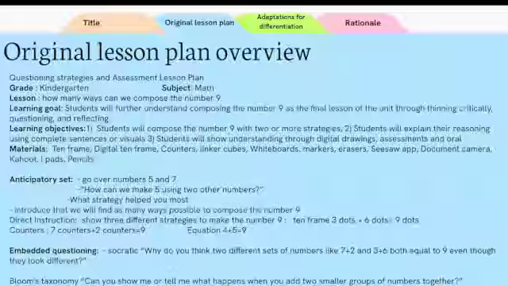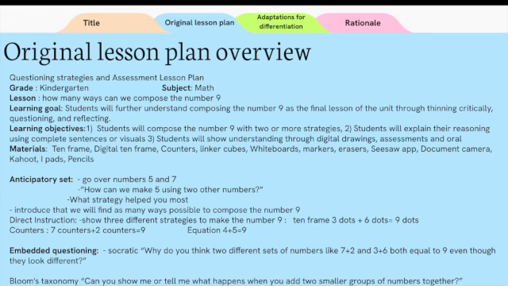So for our anticipatory set, we are going to go over the numbers 5 and 7. How can we make the number 5 using two or more numbers? What strategies helped us the most? Those are some of the questions that we're going to be asking our students. Along with that, we introduce that we will be finding as many ways as possible to compose the number 9.